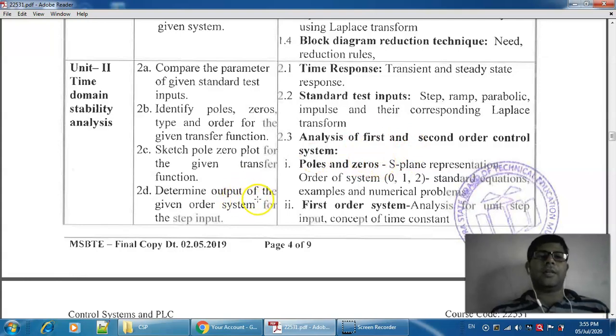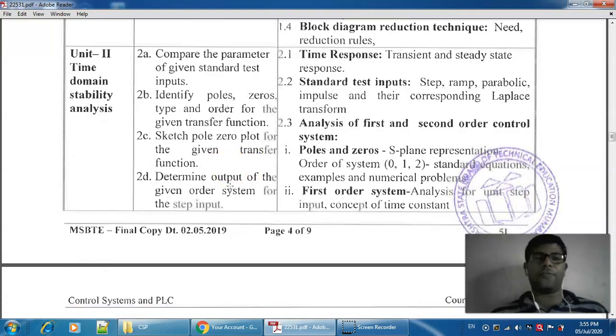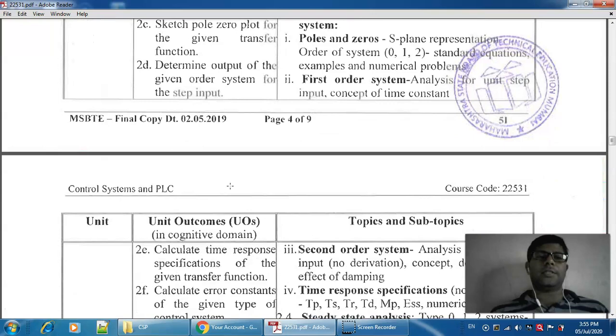Next is to determine the output of the given order system for a step input. For a first order system you can determine the output response, which is different for a first order system. If the system is second order, its output response differs from first order. So we will learn this in the second chapter.